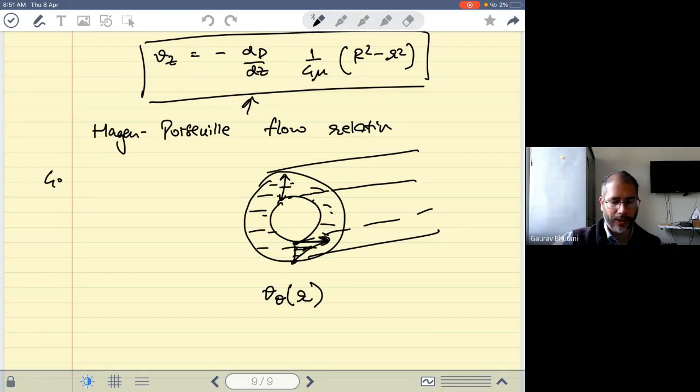in the cylindrical coordinates. Okay, so that's the end of this chapter, and from the next week we'll start talking about ideas of dimensionality and similarity. Okay, so I'll stop the recording here, and if we have any questions, I'm happy to answer them.